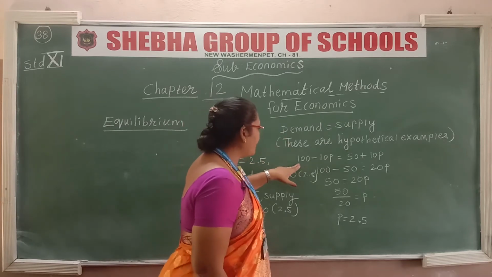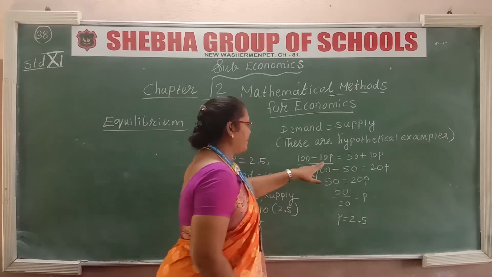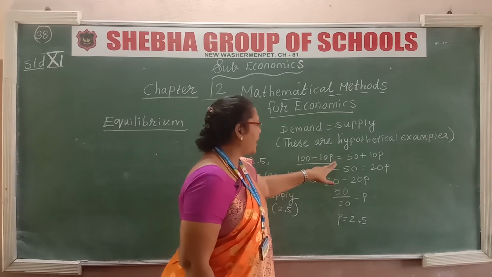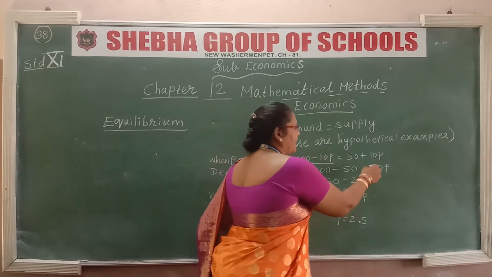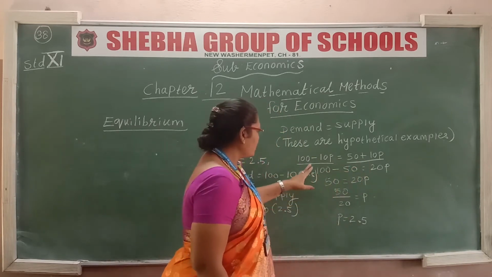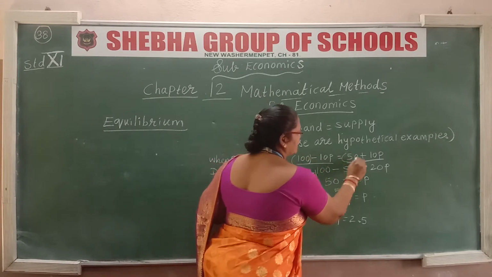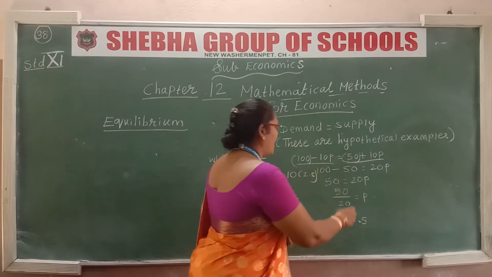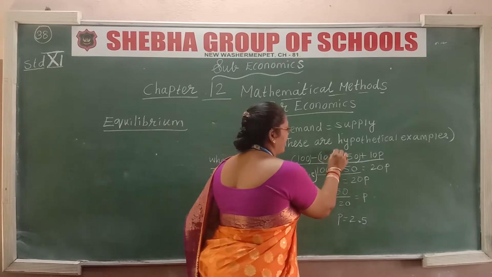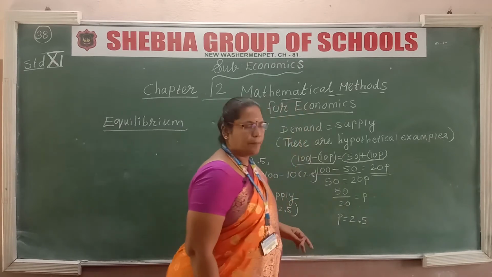So 100 minus 10p. Here p means the price. So this is equal to 50 plus 10p. Here we took 100 minus 50. Is it clear? 100 minus 50 is equal to, here we put the 10 price and here 10, so that I have written here 20 price.